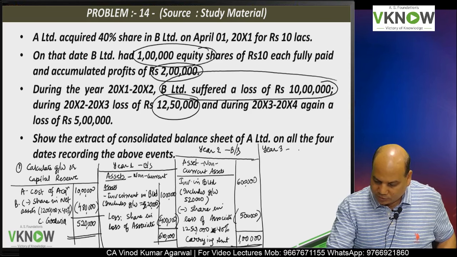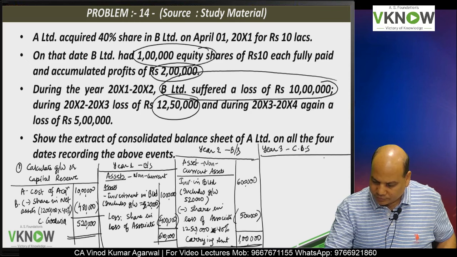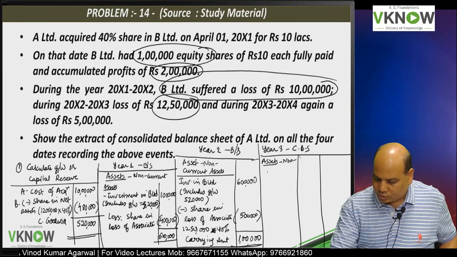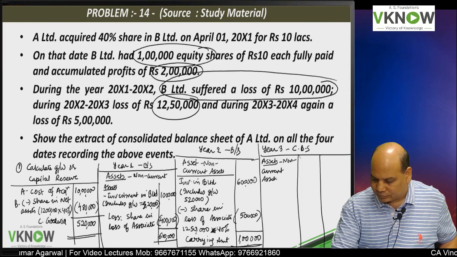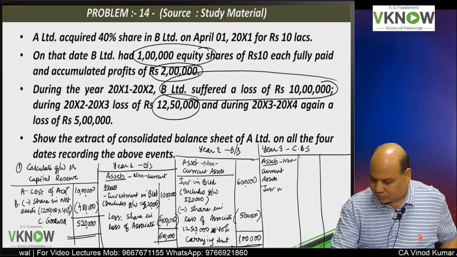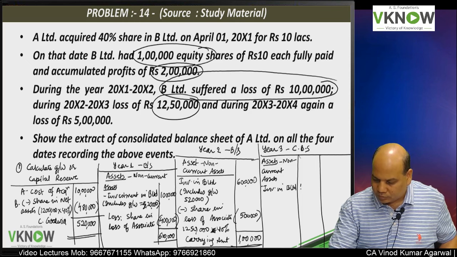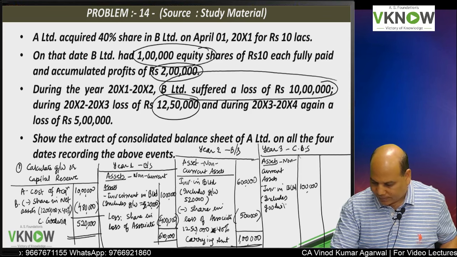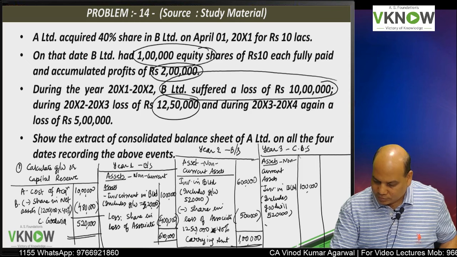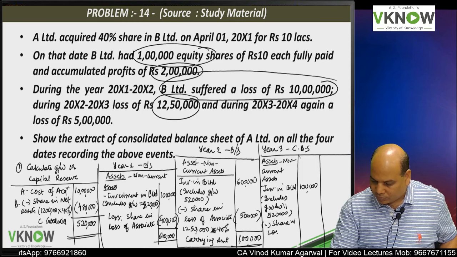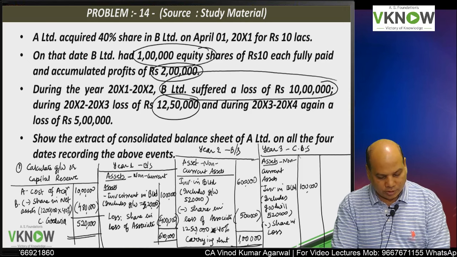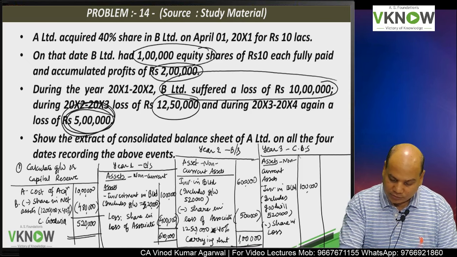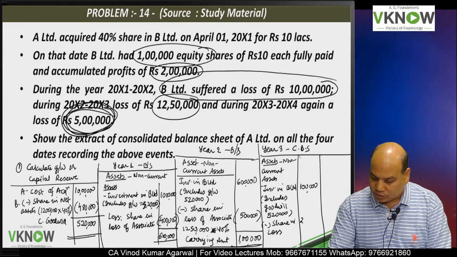And then we'll prepare year 3 balance sheet. Year 3 consolidated balance sheet. Asset side, same thing you will write. Non-current asset you will write. Investment in B Limited, 1 lakh. Includes goodwill, 5,20,000, less share in loss. Now the loss of the associate is 5 lakh into 40%, that is 2 lakh.